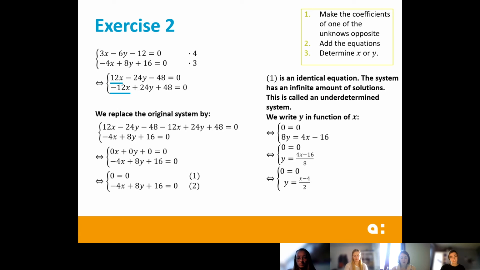So we represent x by the parameter a, so a represents every real number. So the first entry of the ordered pair is a, and the second entry is (a minus 4) divided by 2. This is the solution if we write y in function of x.